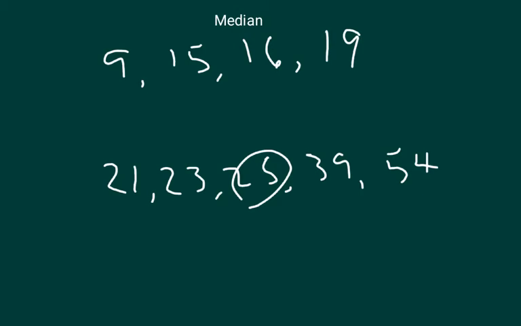A little more complicated when there's an even number of numbers, 9, 15, 16, and 19, four numbers. The middle would be right here, between 15 and 16. In this case, you simply take the average of the numbers on either side of the middle. So it would be the average of 15 and 16, which would be 15.5.